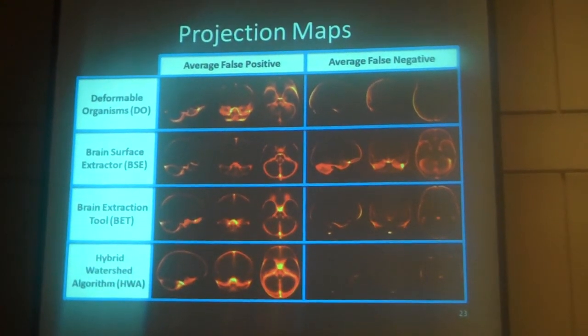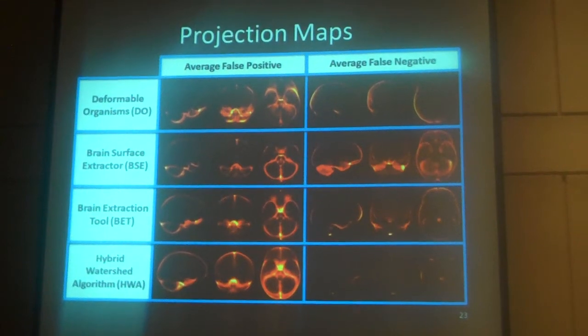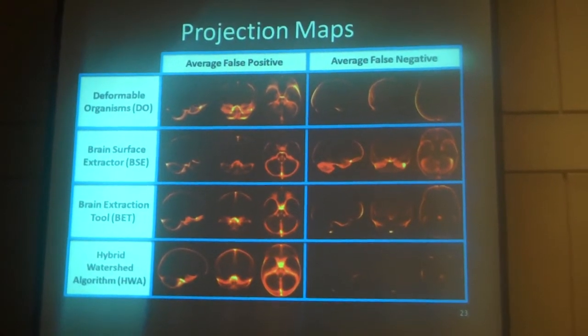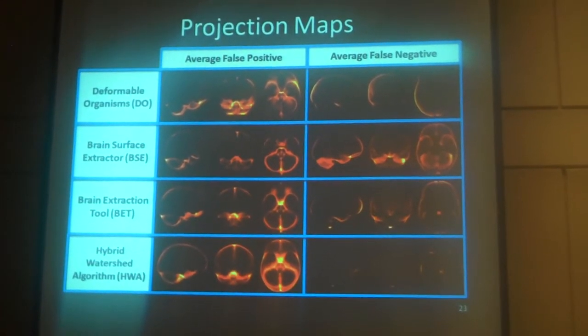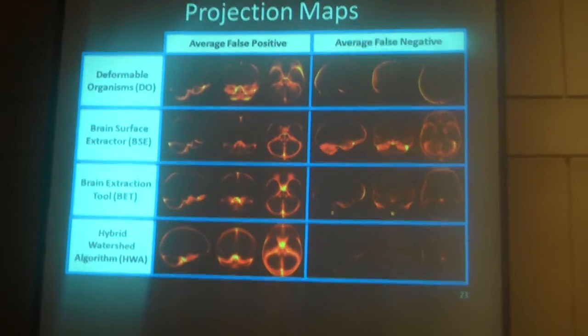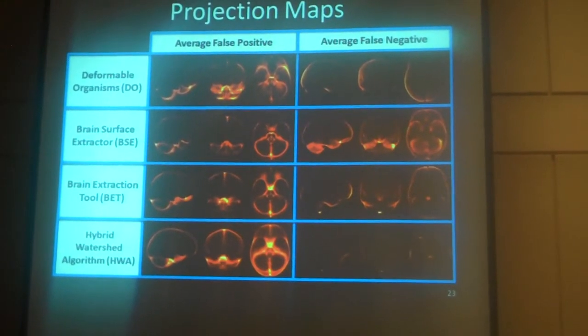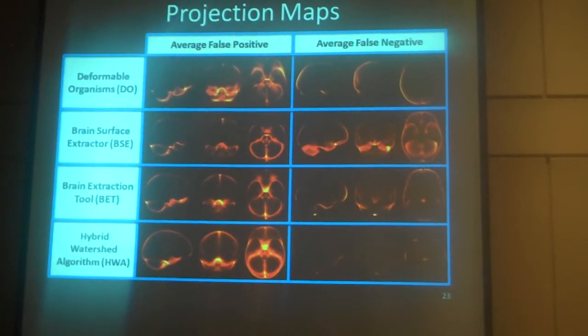The average false positive error projection maps give you a visual idea of where your algorithm includes too many voxels in the boundary of its segmentation. That's shown in the first column. It shows that the deformable organisms method includes too many voxels in the inferior and anterior parts of the occipital lobe and too many in the temporal lobe.